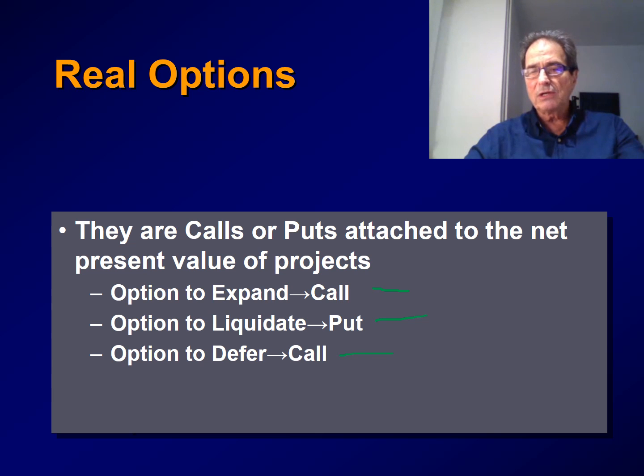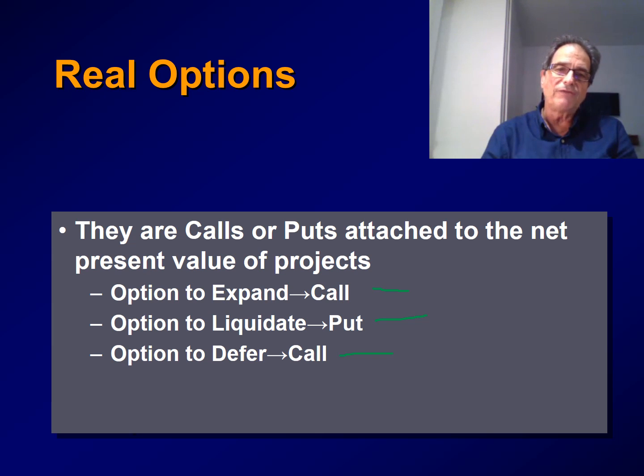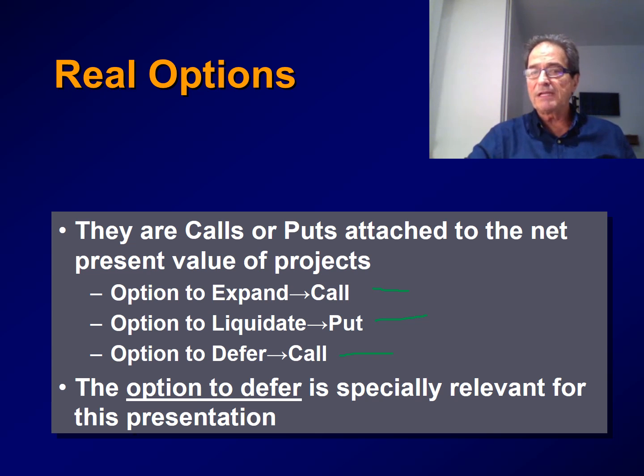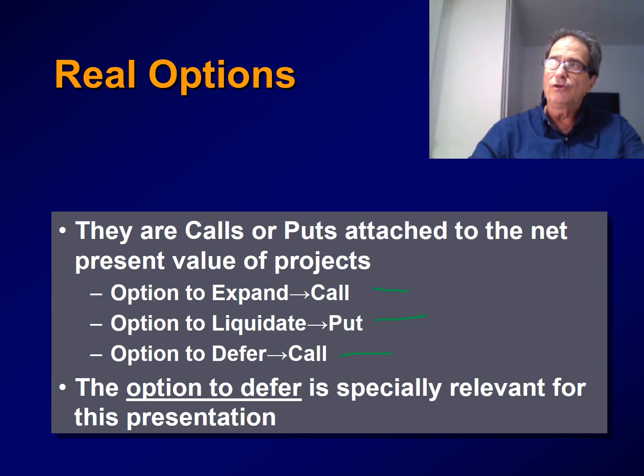And the other option we want to explain is the option to defer. For instance, if I have a plot of land, I usually have the option either to develop the land now or to wait for some time in the future to develop it. So I have the option to defer the development. And this option is particularly important for us in this presentation because precisely that's what we are talking about. We are talking about the option value associated with a plot of land. So in particular, we are going to talk about the option to defer, or the real option associated with the option to defer.